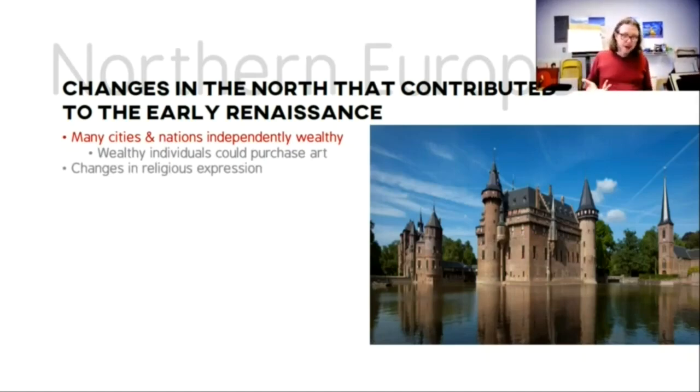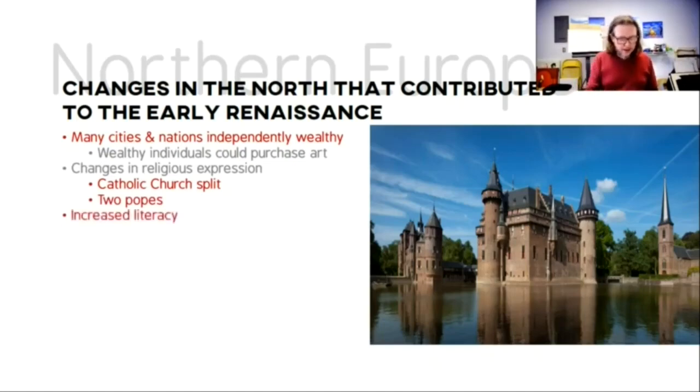Then in the north, we have some changes in religious expression as the Catholic Church, actually during this particular period of time, had a split. And for a time, there were two popes. There was the one in Rome, in the Vatican, but there was also a pope in France until that all got mended. The divide was eventually repaired in 1417, but the church's reputation was tarnished in the north as a result.